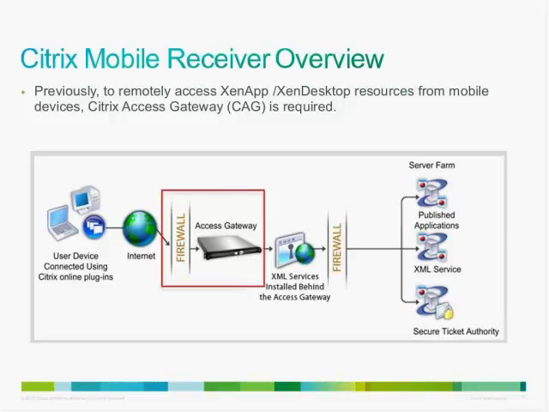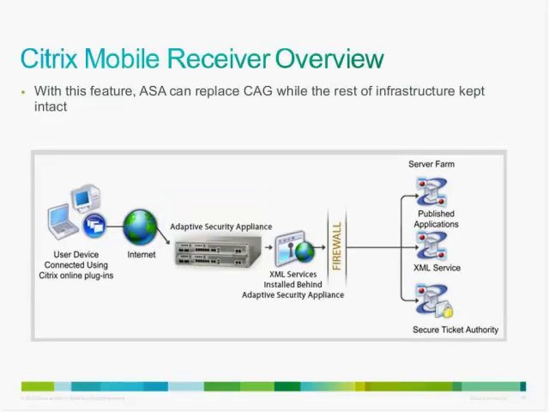Prior to the ASA releasing this feature, the only device that could act as an access gateway between the clients on the internet and the XenApp or XenDesktop infrastructure was the Citrix Access Gateway. Basically, what we've done is reverse engineered that and added the same functionality into the ASA.